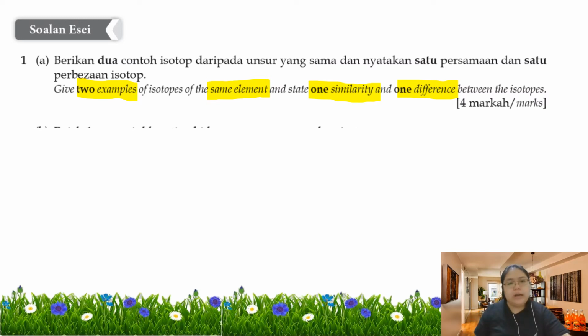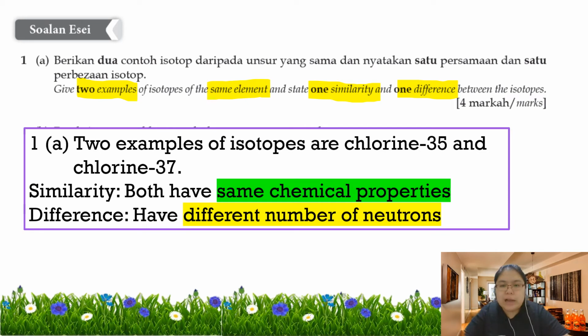So from here, I give you one example. Two example isotopes from here: we got chlorine-35, we got chlorine-37. So when you just mention these 2, you also get 2 marks. Then we follow with the similarity. The similarity is both have the same chemical properties. Why do they have the same chemical properties? Because the proton number is the same. So when they do any experiment, the result must be the same.